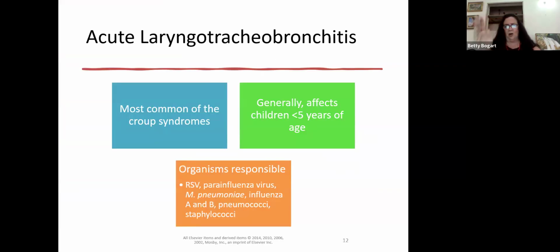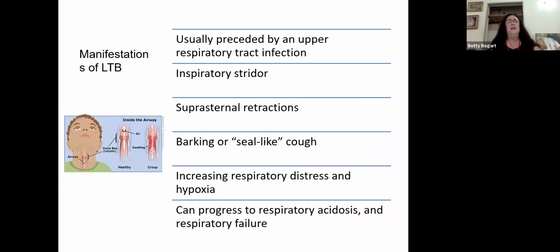This is the most common of all of them. It is usually a virus that causes it. Usually they've had an upper respiratory infection, so they've had that little bit of inflammation there. And then all of a sudden, the swelling gets more. Now, with your upper airway swollen, you can't get air in.